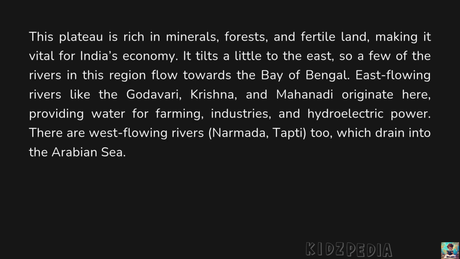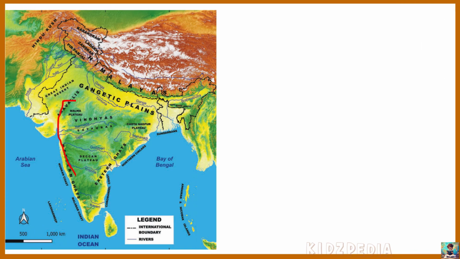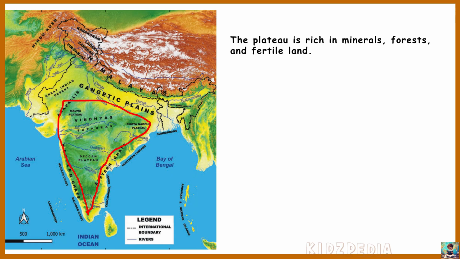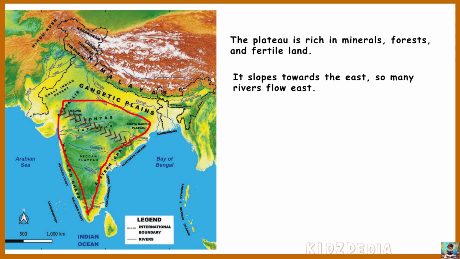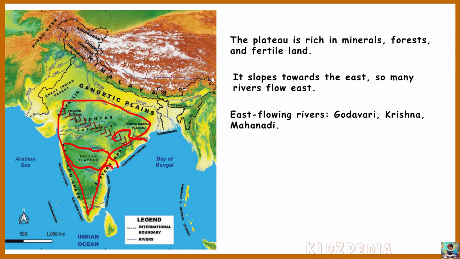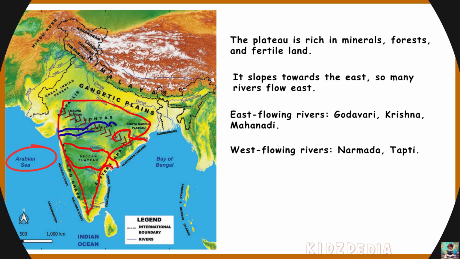There are west-flowing rivers, Narmada and Tapti too, which drain into the Arabian Sea. So, this peninsular plateau is very important for India's economy because it has many minerals, forests and fertile land. The land here slopes slightly towards the east, so many rivers flow in that direction. Rivers like the Godavari, Krishna and Mahanadi flow eastwards into the Bay of Bengal and provide water for farming, industries and electricity generation. But some rivers like the Narmada and Tapti flow westwards and drain into the Arabian Sea.